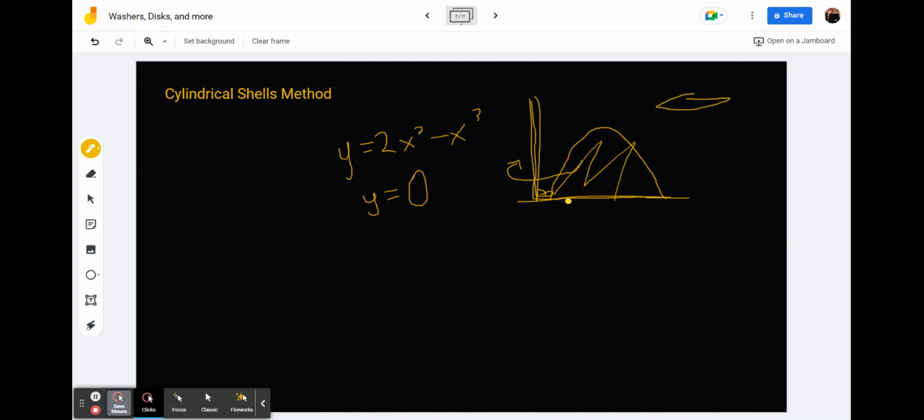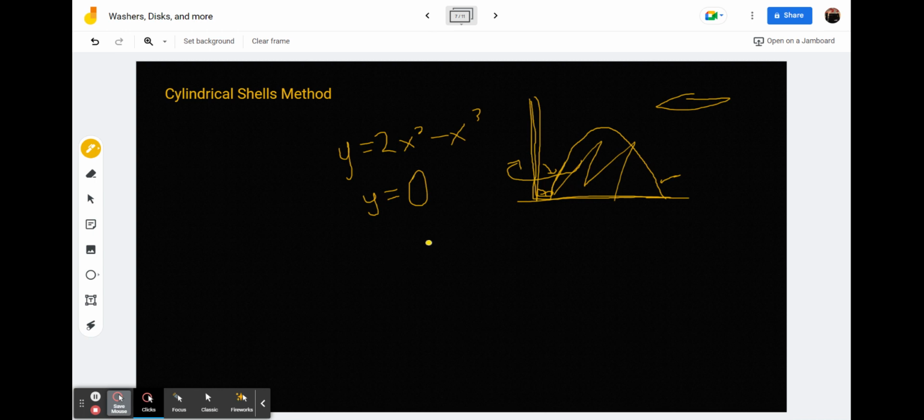And in this case, this is even weirder. This outer, if we kind of think of this as like a washer, right? This outer function and this inner function are the same function. So how are we going to subtract the same function from the same function? This is extremely confusing, right? That's where the cylindrical shell method comes in. And it's another technique that can be used in situations like this.